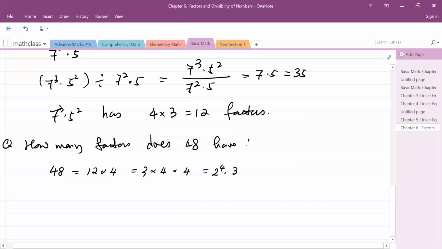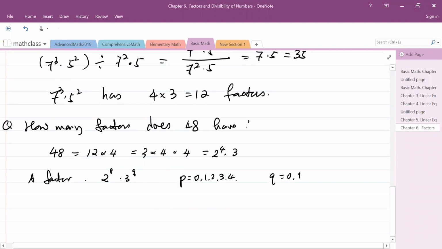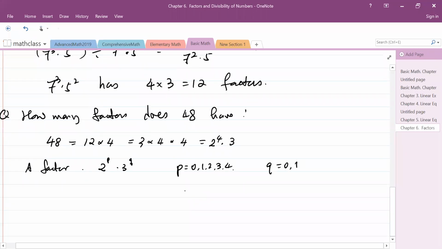Then a factor must be in the form 2 to some power and 3 to a certain power. But the largest possible value for p is going to be 4. The largest possible for q is 1. So there are 5 choices for p and 2 choices for q. How many choices for the combination? You have 2 freedoms here, p and q.